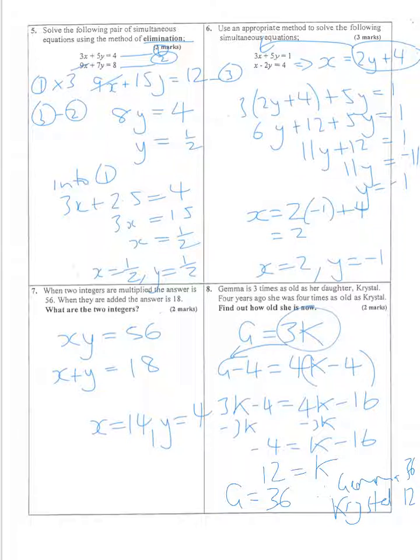Now let's check that. Gemma is 3 times as old as her daughter Crystal, so 36 is 3 times 12. That's fine. 4 years ago Crystal would have been 8, Gemma would have been 32. That is 4 times, so that works.